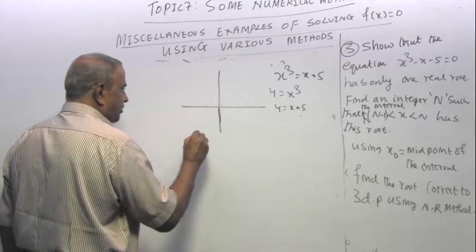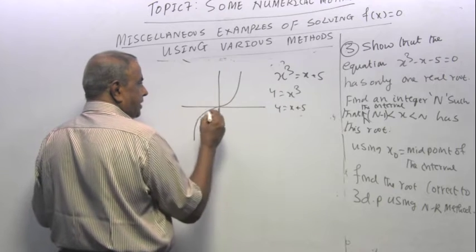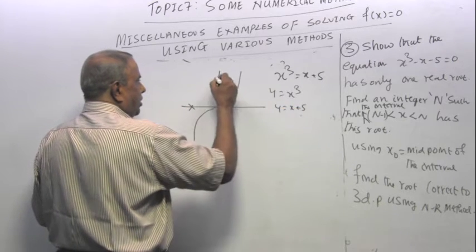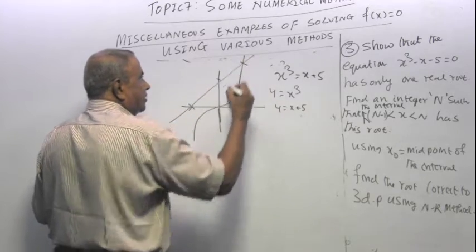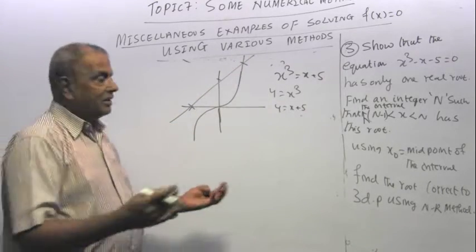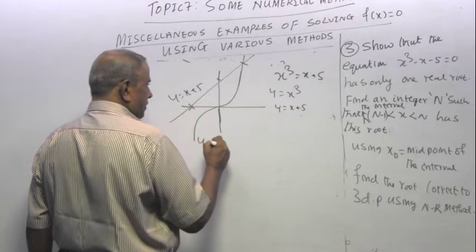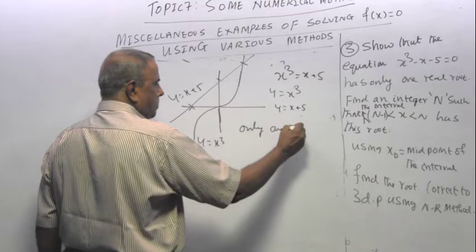So y equals x cubed is a graph like that. When x is minus 5, y is 0. When x is 0, y is 5. Don't you see? There's only one real root. So y equals x plus 5, y equals x cubed, only one point of intersection.